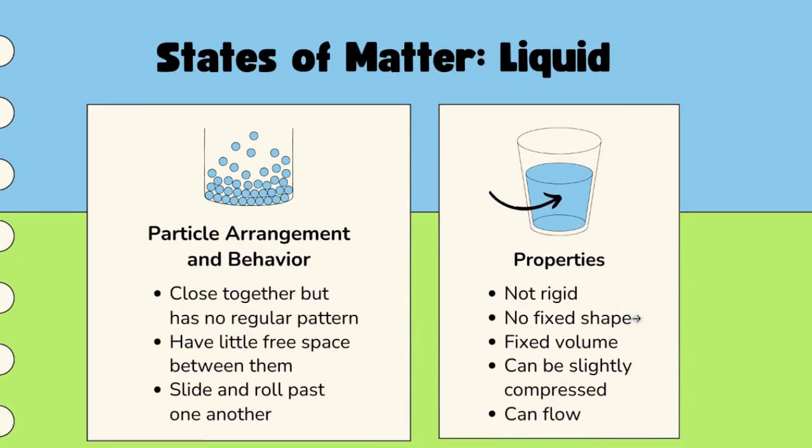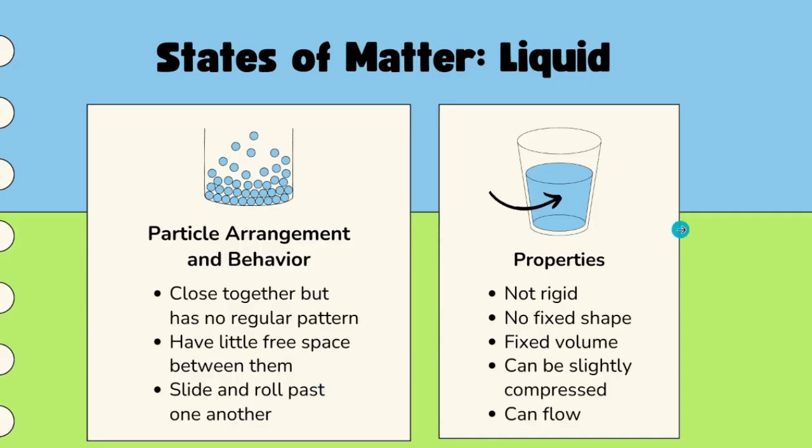Next, let's look at liquids. How are particles in liquids arranged? From this image here, you can be able to see the particles are close together but not as close as those ones for solids. They do not have a regular pattern and they slide and roll past one another. They are able to do that because they have a little free space between them.